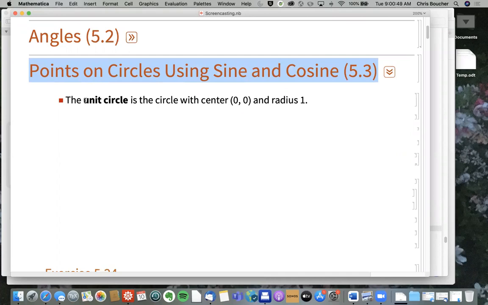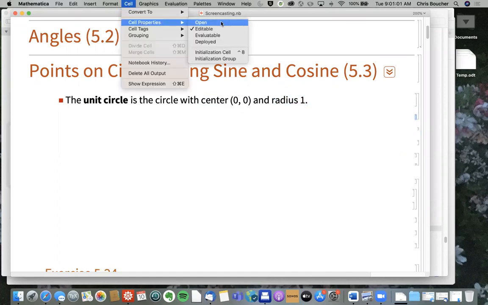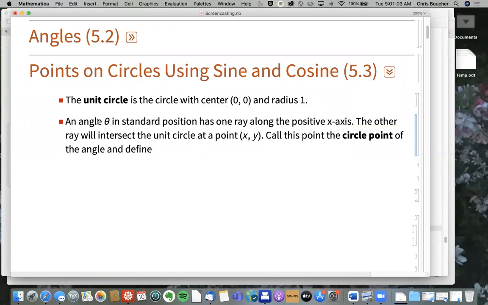The sine and cosine are defined in terms of the unit circle, which we introduced in a previous video. But just a reminder, it's the circle that's centered at the origin and has radius 1. Another reminder is that an angle is in standard position if it has one ray along the positive x-axis. So its initial ray starts at the origin and points straight to the right along the x-axis.